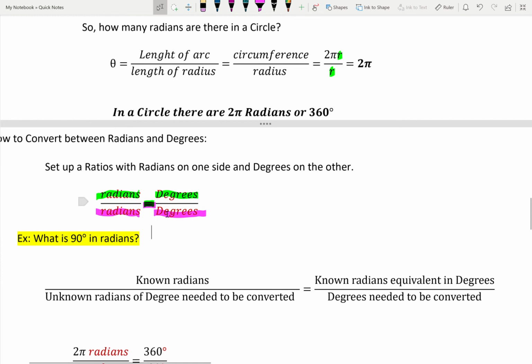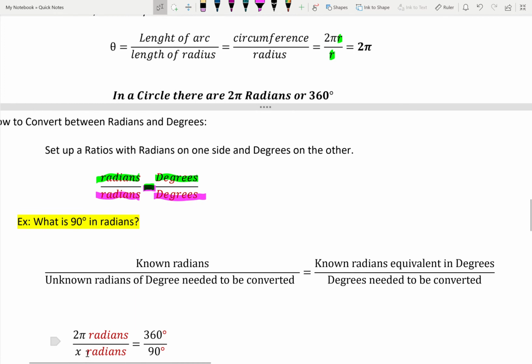So in this denominator of degrees, I'm going to put 90 degrees. And in this bottom denominator for radians, I'm just going to put x, because that's what I'm looking for. So this sentence here says 2 pi radians is equal to 360 degrees. Perfect. My numerators equal to each other. And my denominators say 90 degrees is equal to x radians. Perfect. They should equal each other too.